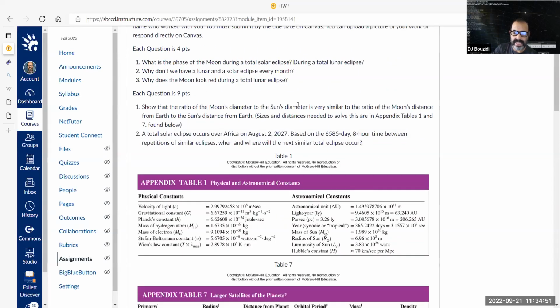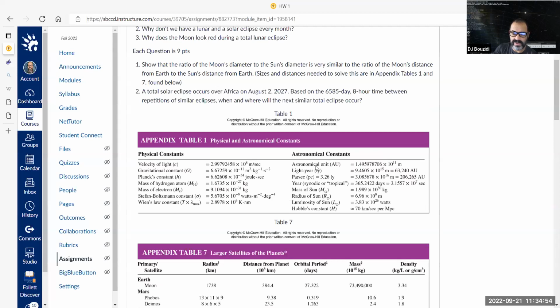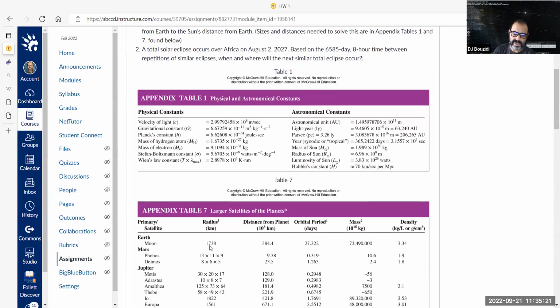Then I need the sun's diameter. What is the sun's diameter? I will keep on continuing. The light year, the parsec, the year, the mass of the sun, we don't care about that, but we need its radius. Its radius is 6.96 times 10 to the power 8 meters, or 696,000 kilometers, roughly 700,000 kilometers. 6.96 is almost 7. That's how big the sun is in radius. And the radius of the moon on the other table is 1,738 kilometers. So I need everything in kilometers. This is in meters, and this one is in kilometers, so I have to have them in the same unit.